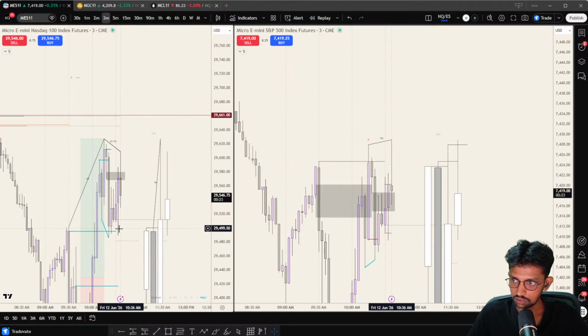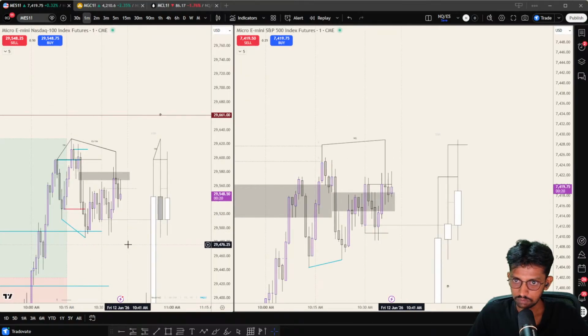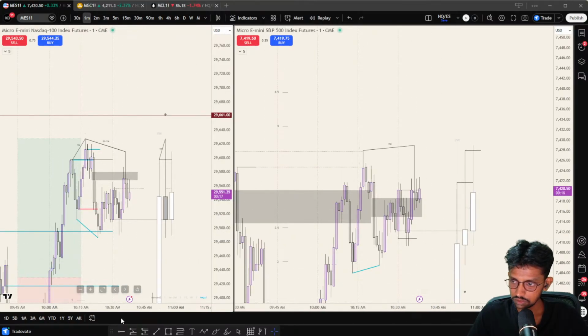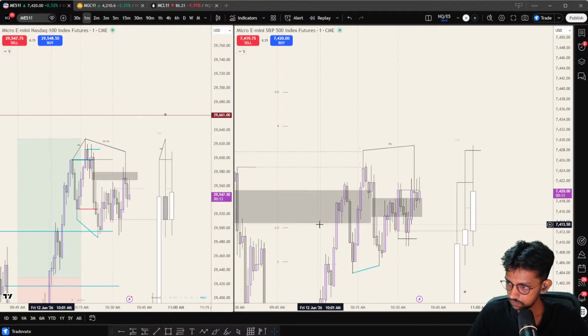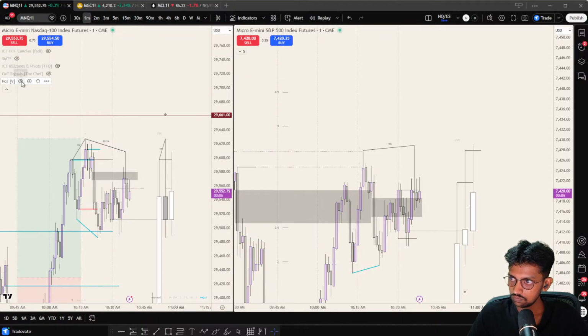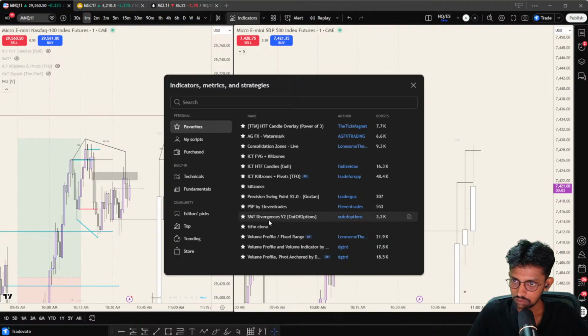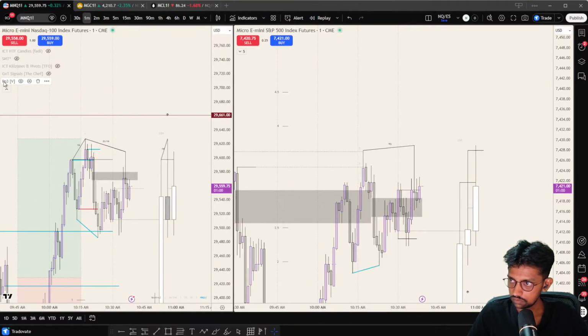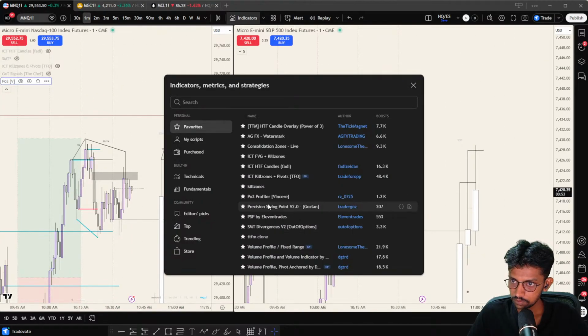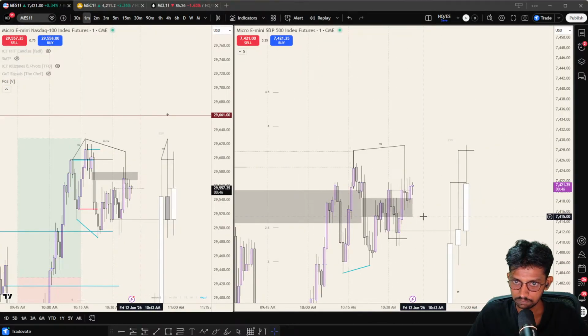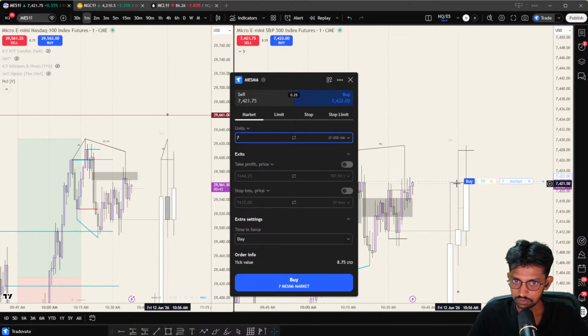I don't know if NQ wants to come back and check that 15-minute low, because ES is a bit stronger here. PO3 V or something like this. Do I even have it in? I don't have it in favorites, but it's something like this. Where is that? This one. RJ, something like this. That's an indicator. Let me market it here.